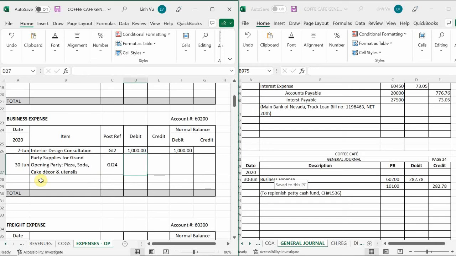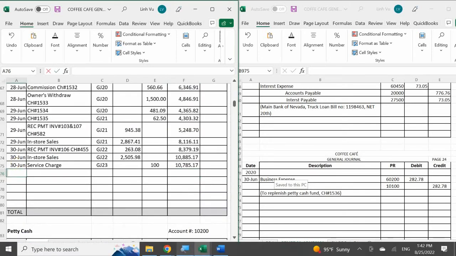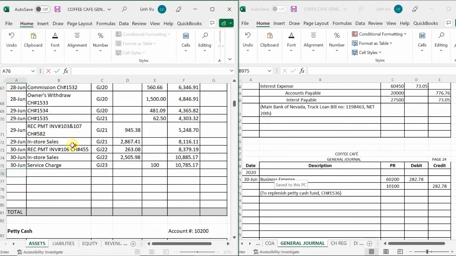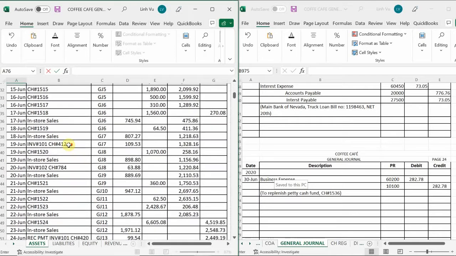It's 282.78. So the grand total is 6,482.78. And then we go to the asset for checking. Whoops, am I on the right one? Yes, I am. This is your checking account.